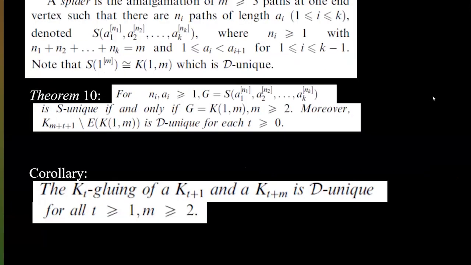And later on, we also study spider graphs. And we managed to show that a spider graph is S unique if and only if it is the graph K1,m, for m at least 2.